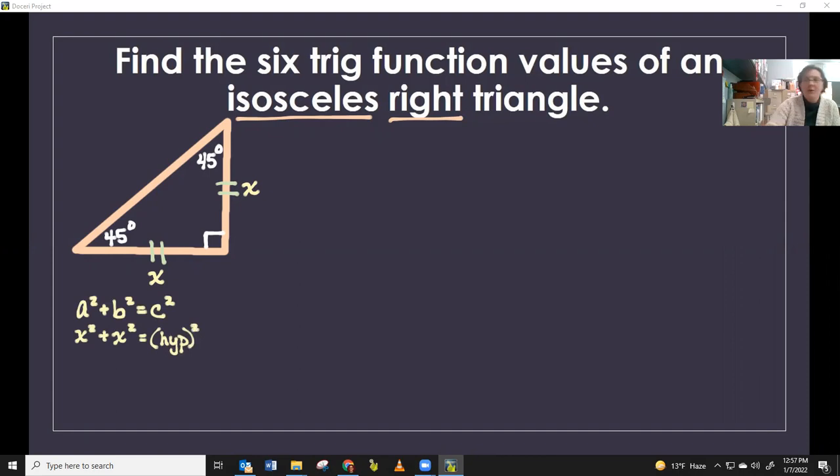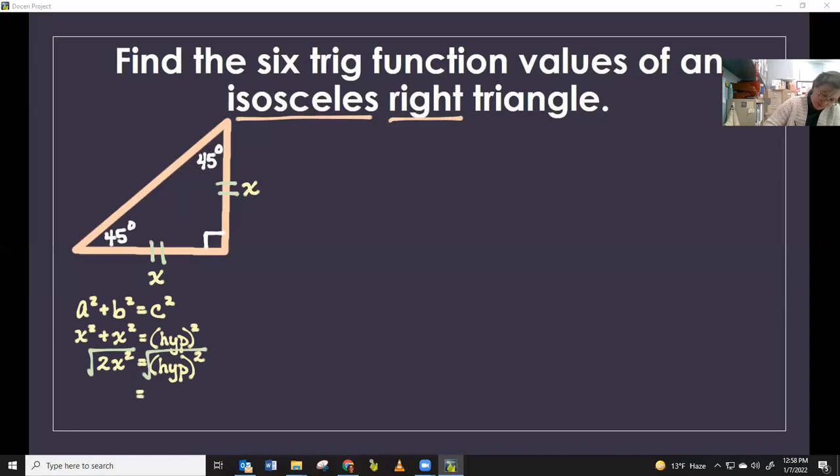What is x squared plus x squared? 2x squared. Remember, when we are adding like terms together, it is the coefficient out in front that changes, not the exponent. The only way the exponent changes is if we are multiplying things. Now I need to take a square root.